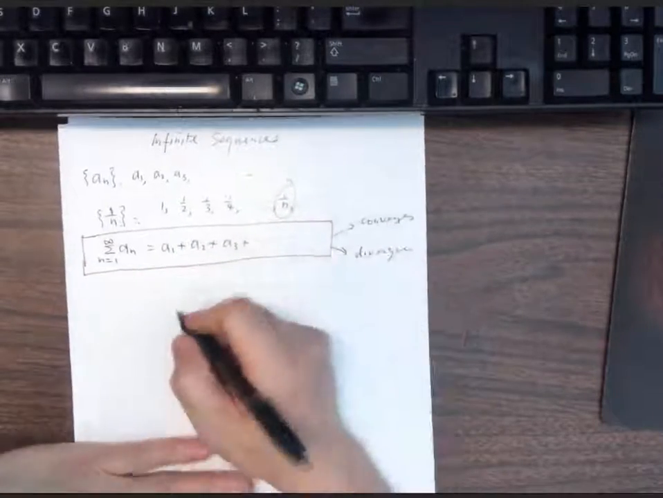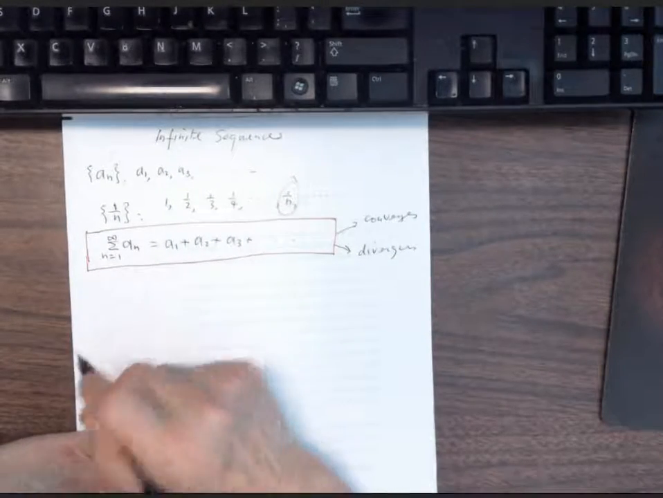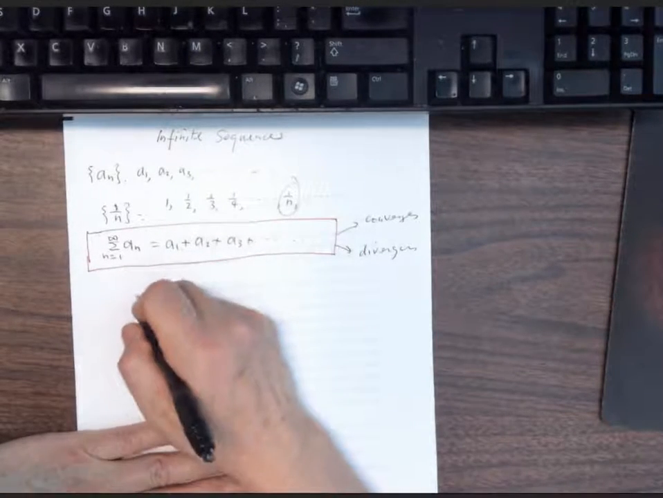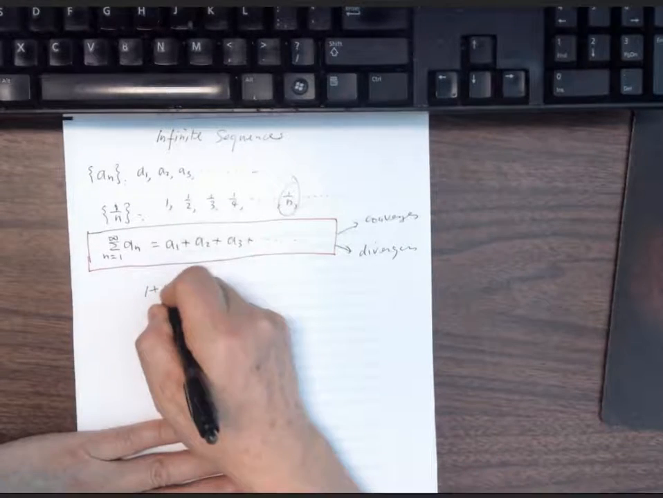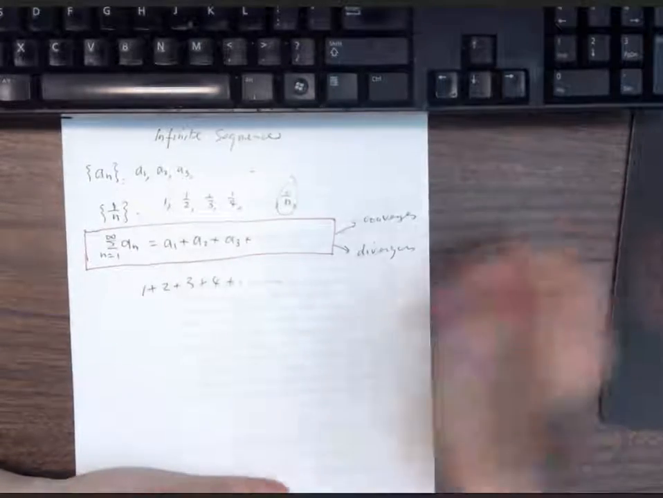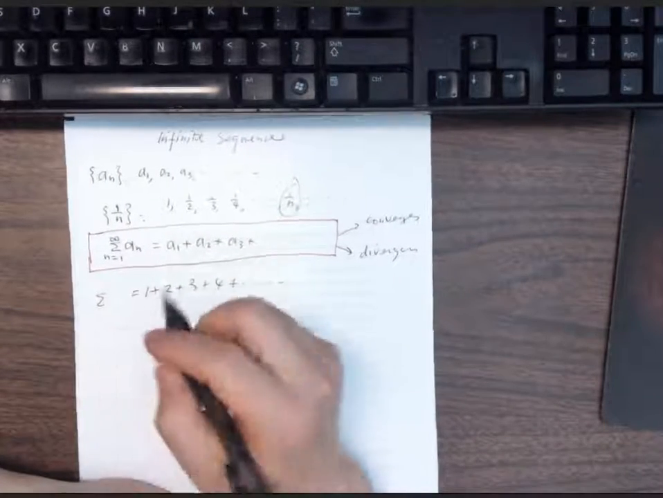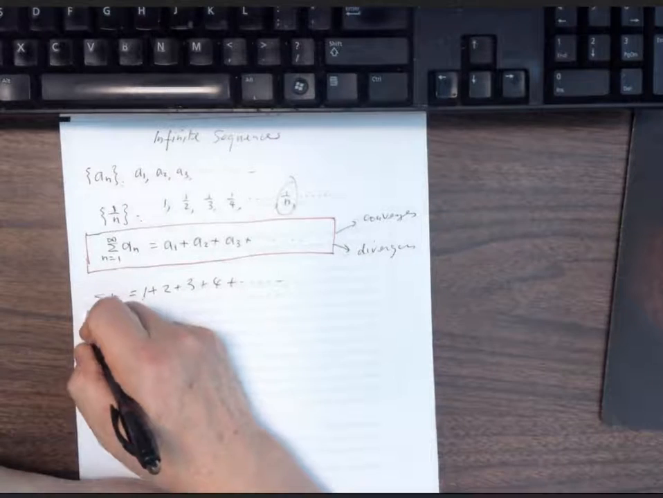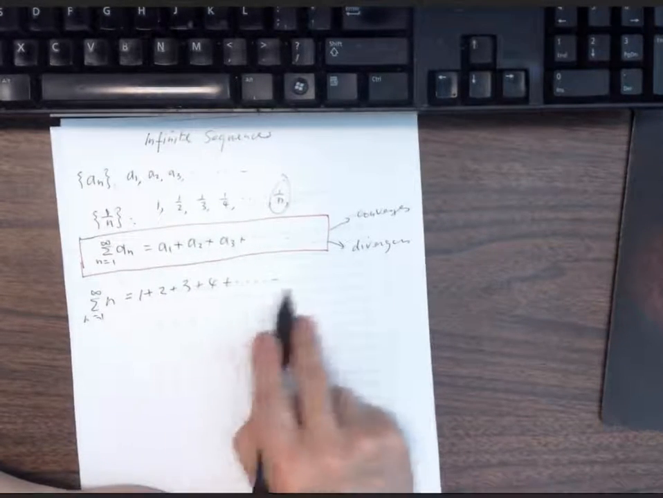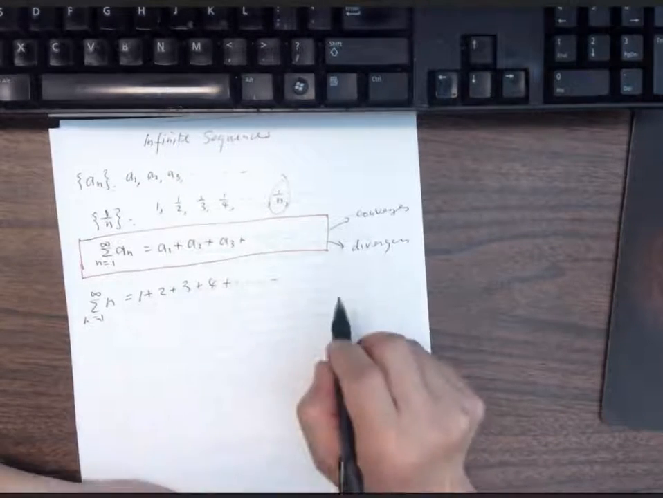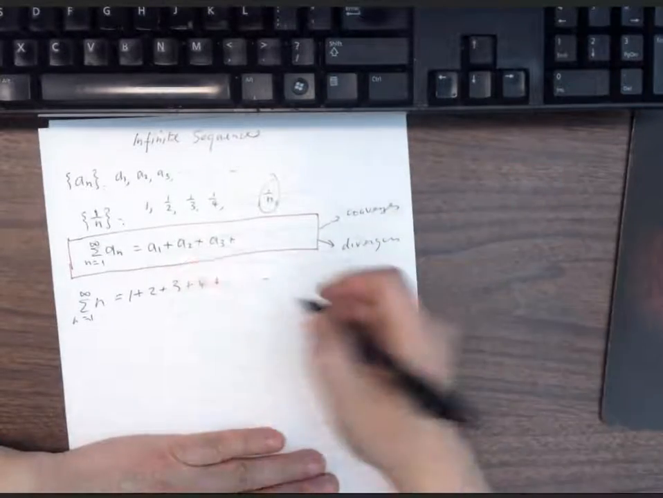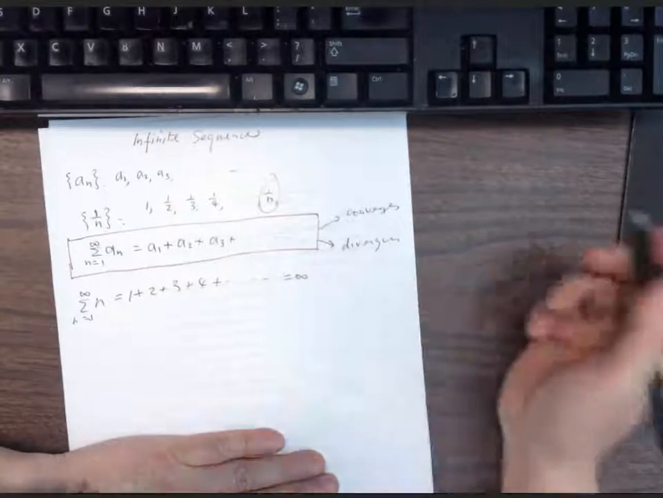Now, how is this related to the limit of a sequence? Well, let's see two examples, or maybe three. Say you have 1 plus 2 plus 3 plus 4. You can denote it using summation notation as sigma n from 1 to infinity. Clearly, the value of this infinite series is infinity, because you keep adding numbers up. The answer is infinity, so it diverges.